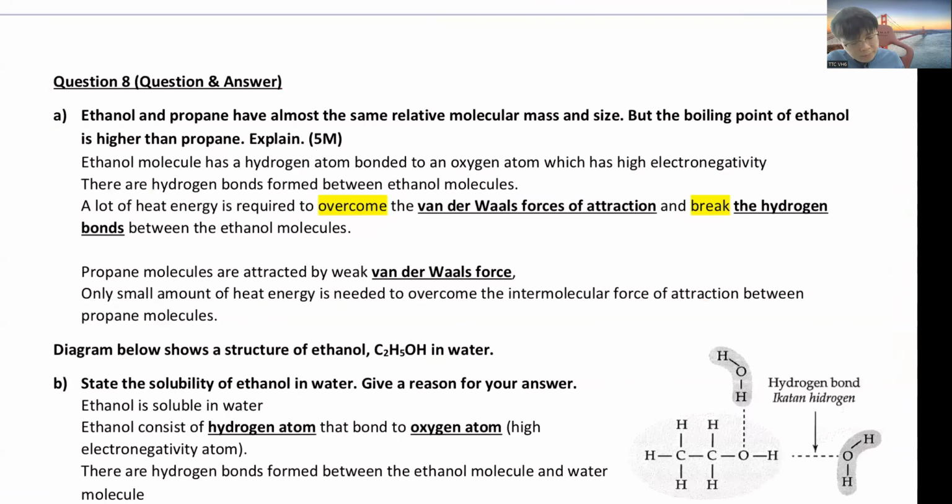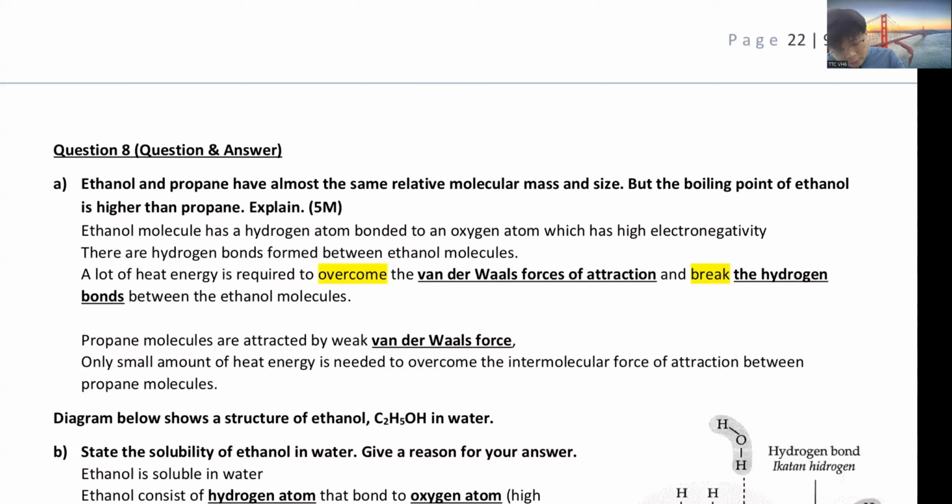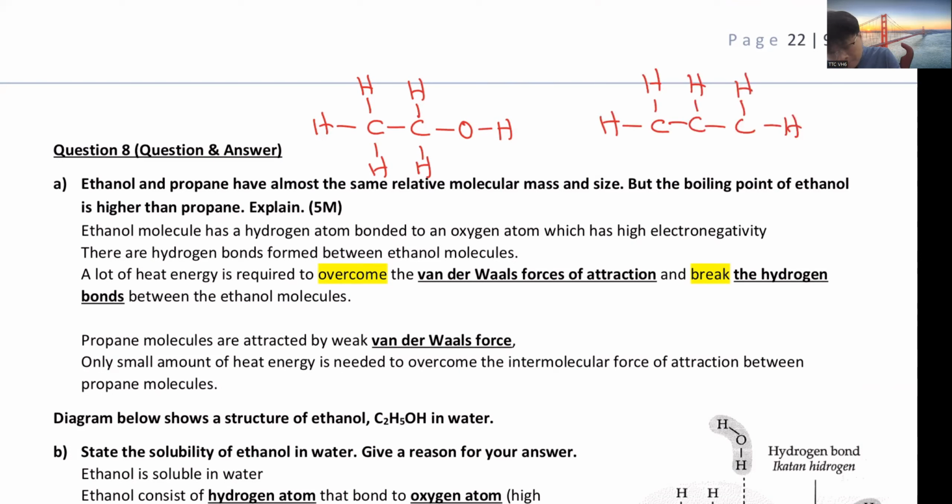So you look at a sample question. Here it's mentioned ethanol and propane have almost the same relative mass. So why does ethanol have a higher melting point? You mention ethanol has H and O, while propane doesn't have O. So that's the main difference. Due to this, ethanol has hydrogen bond to O. There will be hydrogen bond between the ethanol molecules.